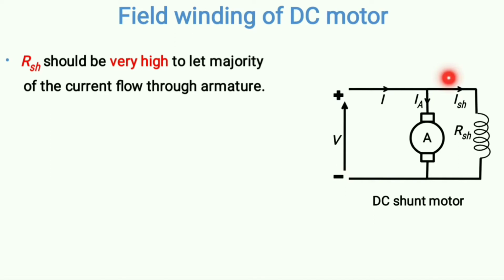It is not at all acceptable because you need the majority of the current to flow through the armature. If the majority of the current flows through this resistance, then very little current will flow through the armature, and that current will not be sufficient to produce enough torque. And if torque cannot be produced in the motor, how will the motor run under loading condition? So it is not at all acceptable to make the shunt field resistance very less.